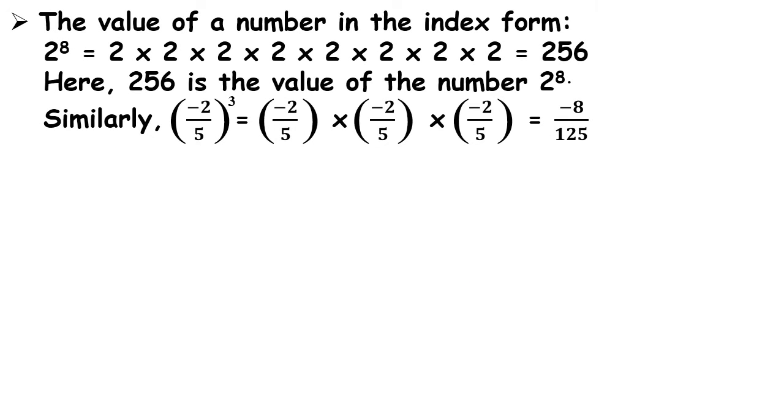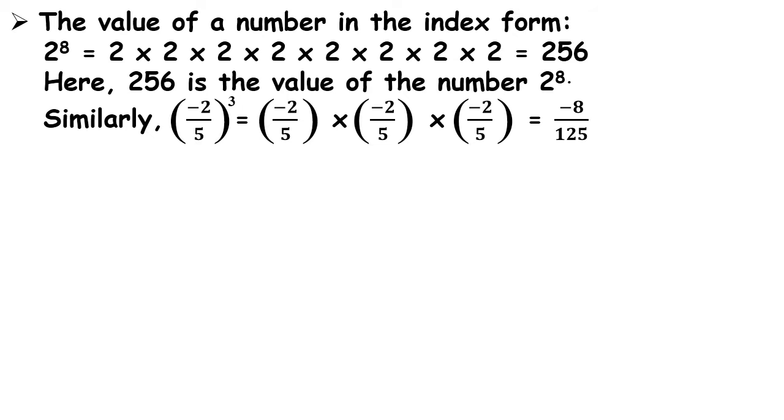So students, what we just studied was the base and index of a number. Now the value of a number in the index form. Let's take an example. 2 raised to 8 means 2 is multiplied 8 times by itself. 2 multiplied by 2 multiplied by 2 multiplied by 2 multiplied by 2 multiplied by 2 multiplied by 2 multiplied by 2, which is equal to 256. Here 256 is the value of the number 2 raised to 8.